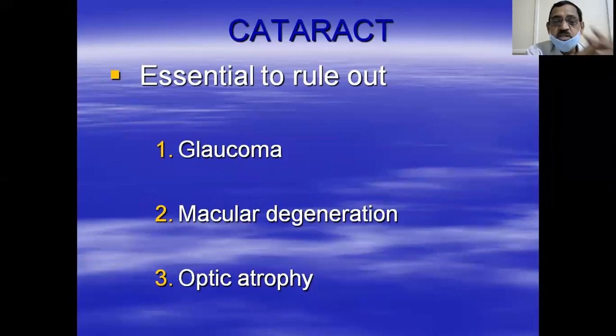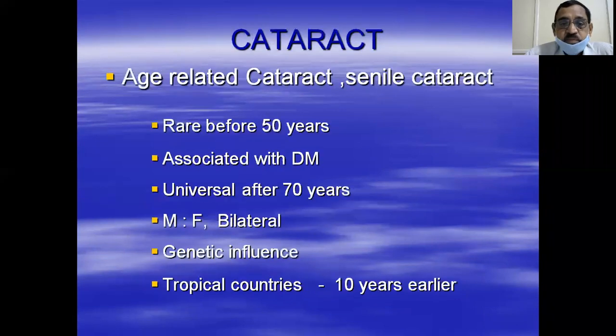So whenever you see a patient with a gradual progressive loss of vision, you will have to differentiate or rule out certain disorders such as primary open angle glaucoma, macular degeneration and also optic atrophy. Age-related cataract or senile cataract is very rare before 50 years, and may be associated with diabetes mellitus or other metabolic disorders. Usually after 70 years, about 80 to 90% of the people can have cataract, not all.